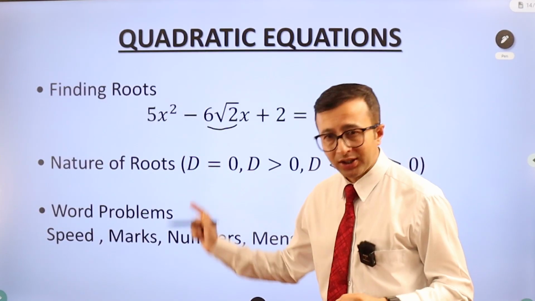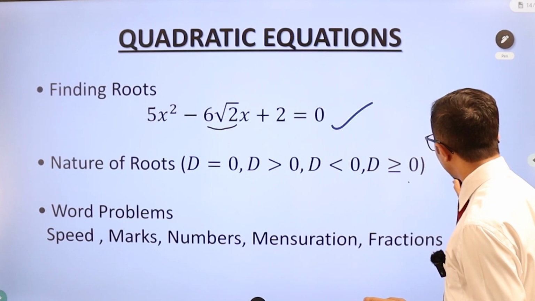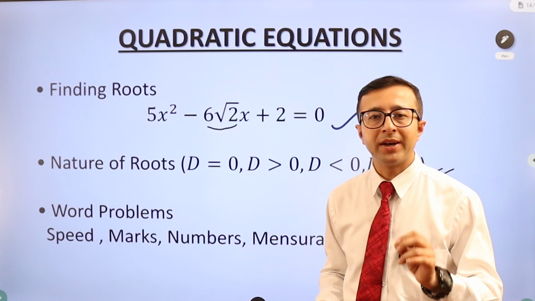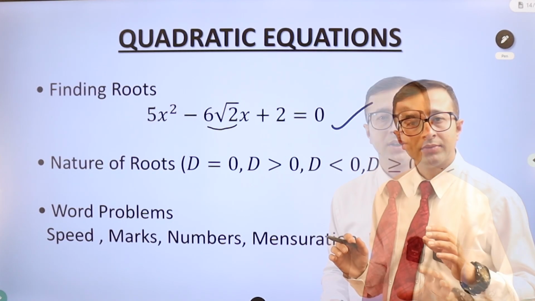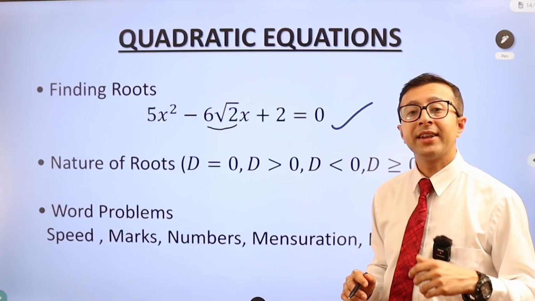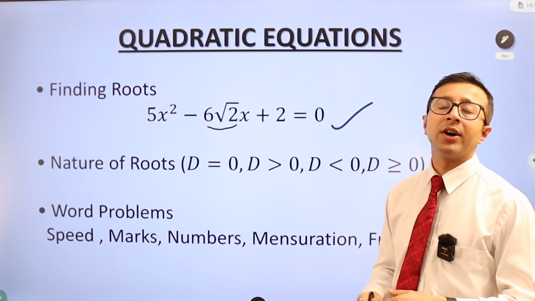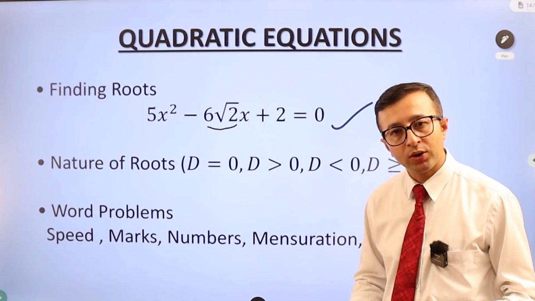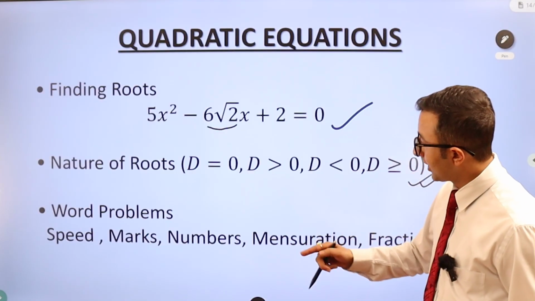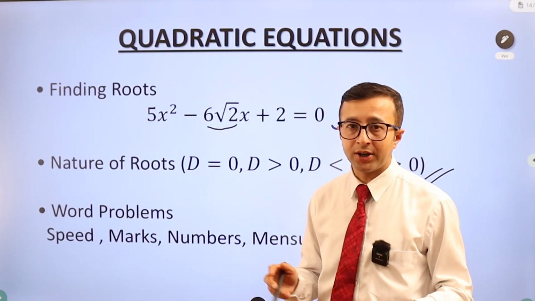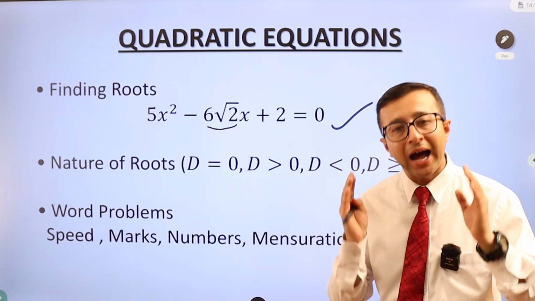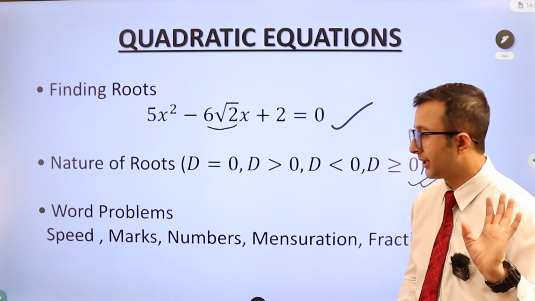Next is the nature of the roots. From the nature of the roots, one question will be asked 100%. The pattern of the question will be: find the value of k or p, or prove something, where the quadratic equation has real or equal roots or real roots. Such types of questions from quadratic equations have almost 100% chances.